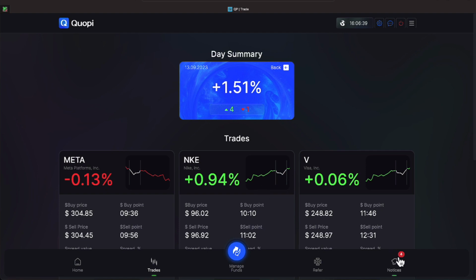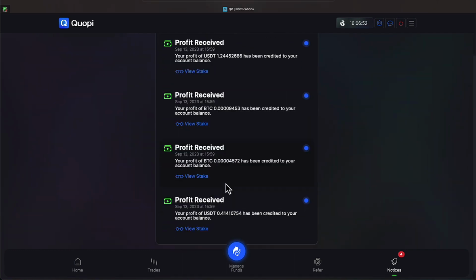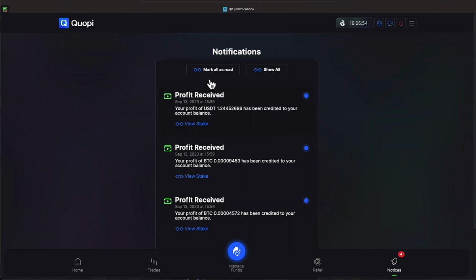We have four notices. That's probably those stakes we started, everyone. At least some of them are. Still got profits trickling in. Got $1.24 of profit trickled in from USDT. Got some Bitcoin profit and some more Bitcoin profit and some more Bitcoin profit. Let's go ahead and mark those as read, everyone.